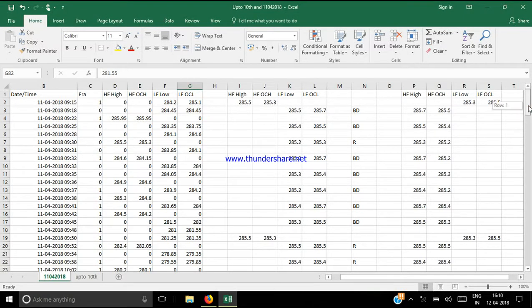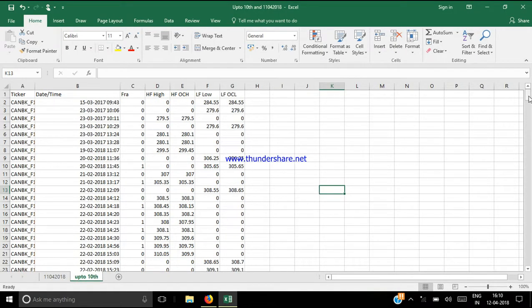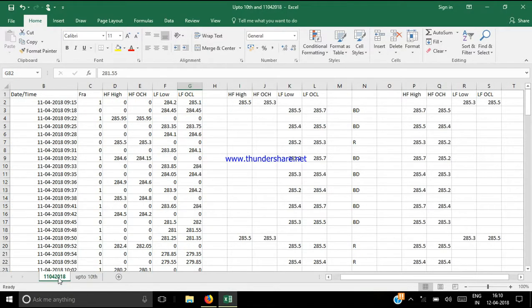This is an Excel sheet which will give you an idea of what the job is about. As I mentioned earlier, it is about appending the values. There are two sheets in this. This is data till 10th of April. This is the data only for 11th April.